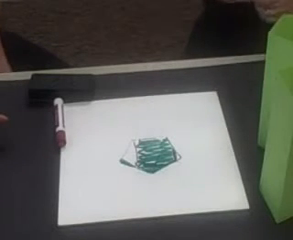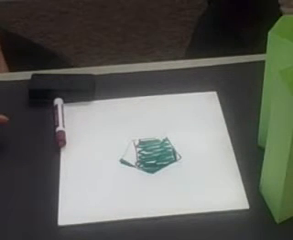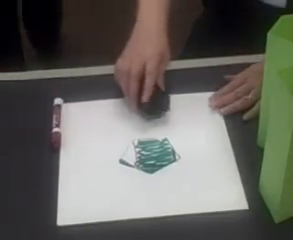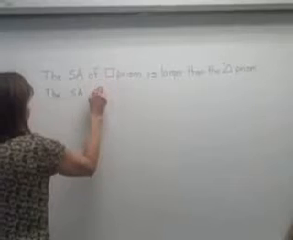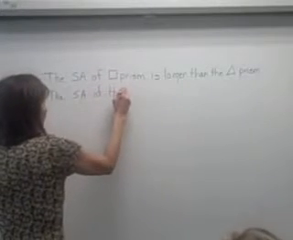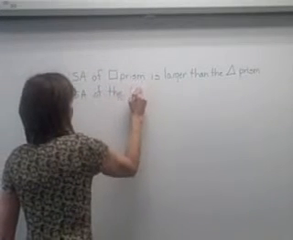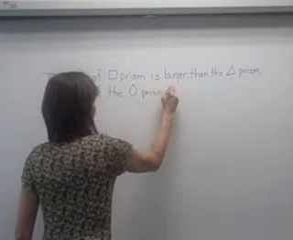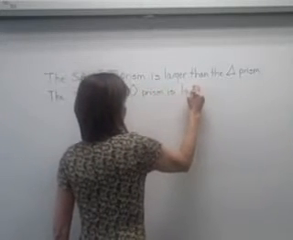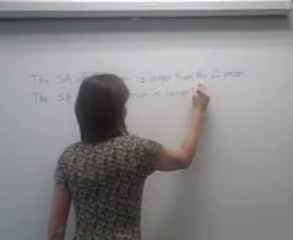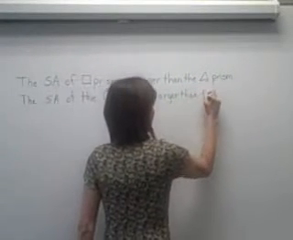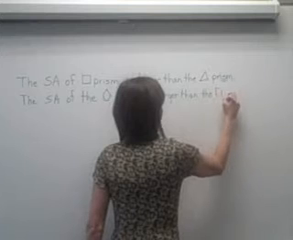So the pentagon is bigger than the square. Right. The surface area of the pentagonal prism is larger than the square prism.